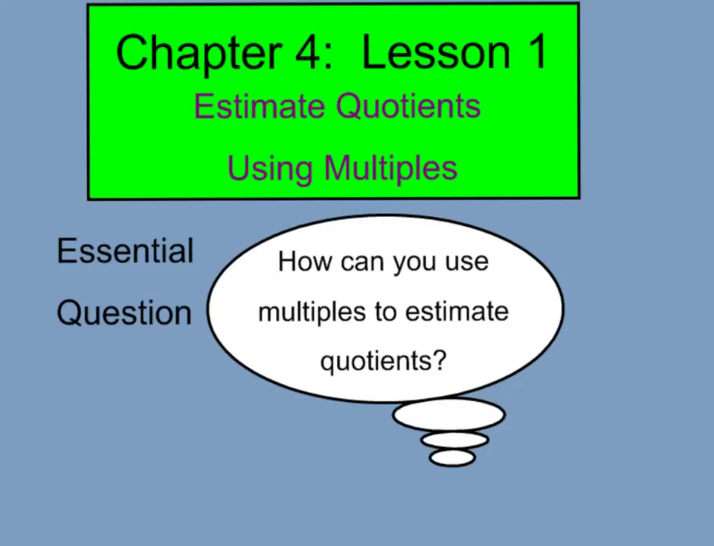Our chapter title is called Estimating Quotients Using Multiples. And our essential question is, how can you use multiples to estimate quotients? Well, first of all, we have to know what a multiple is. A multiple is a counting number, like skip counting, like counting by twos: 2, 4, 6, 8, 10, 12, or counting by fives: 5, 10, 15, 20, 25, 30. And we know how to count by tens: 10, 20, 30, 40, 50. That's what a multiple is. So our essential question is, how can you use multiples to estimate quotients? Please write down this essential question at the top of your notes.